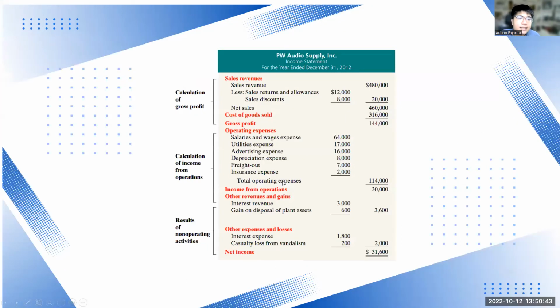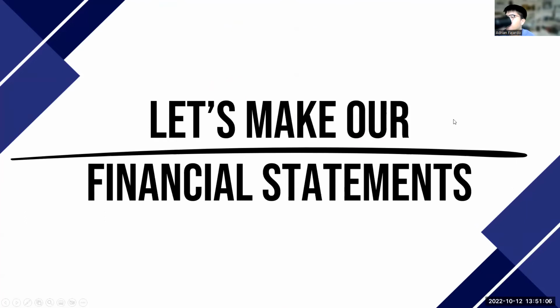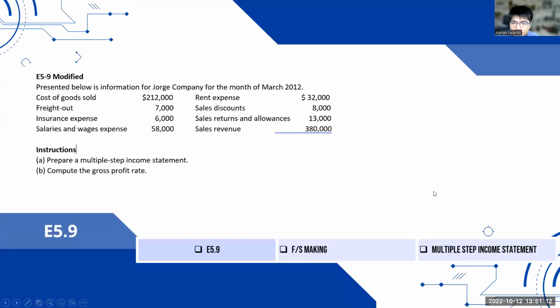So in essence, maraming forms, maraming approaches, but the most usual that we apply would be this multi-step, right? That first, we calculate our gross profit. And then from there, we calculate our income from operations. And then we subtract other expenses and loss so that we can get our comprehensive income of 31,600, right? So now that we're clear, let's make our financial statement.